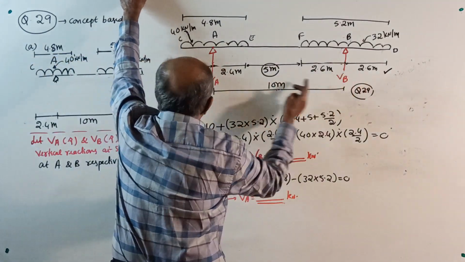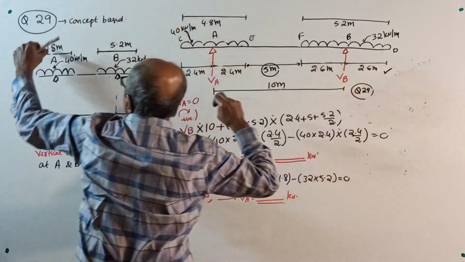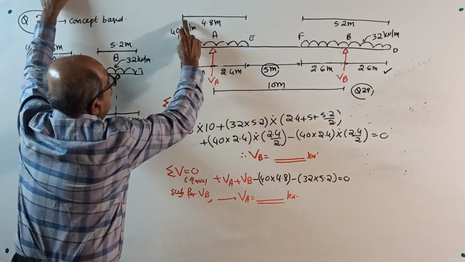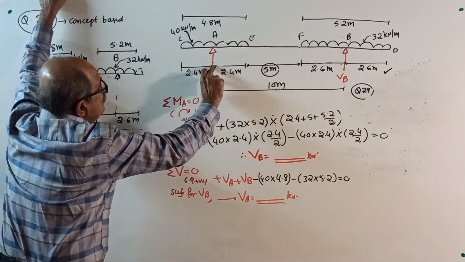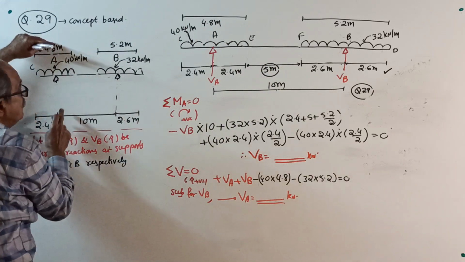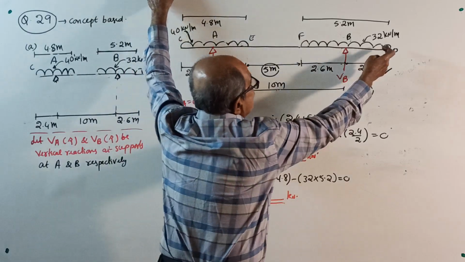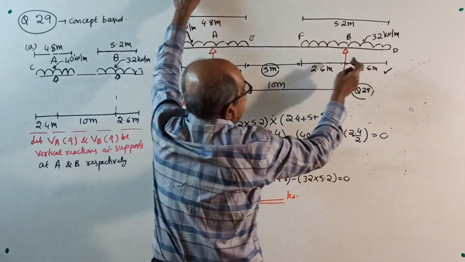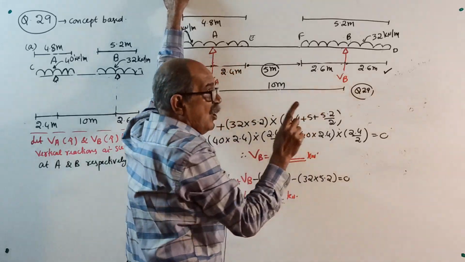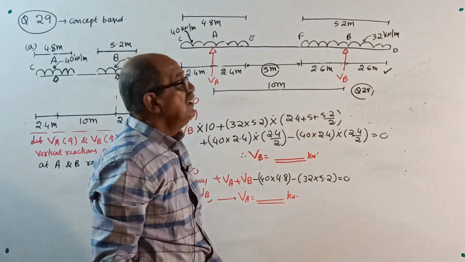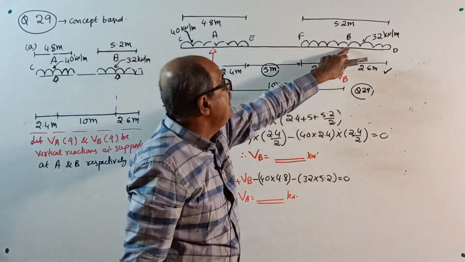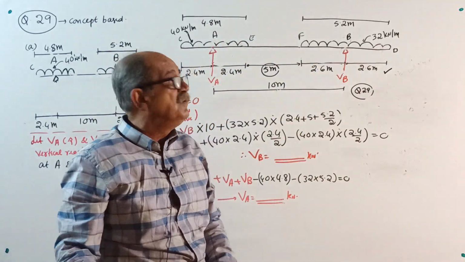See, 10 meter, 2.4, 2.6. UDL of 40 kN per meter for 4.8 meter long. This is 2.4, so it will go for an inside length of another 2.4. How? From 4.8, subtract 2.4, again 2.4. Same way here, 32 kN per meter for 5.2 meter length. This is 2.6, so from 5.2, subtract 2.6, again 2.6. Or you can tell, in question A, A is actually the center of this UDL, and B is the center of that UDL. That is question number A.